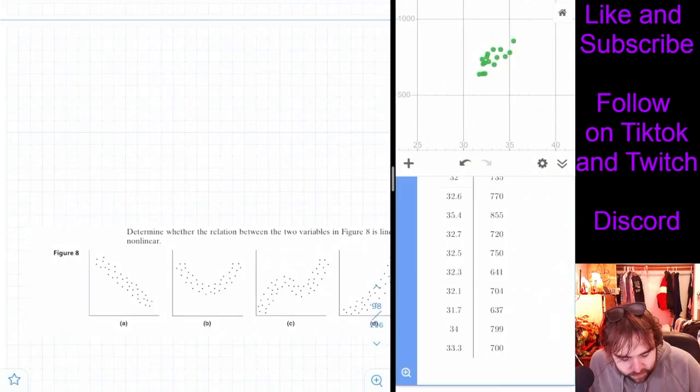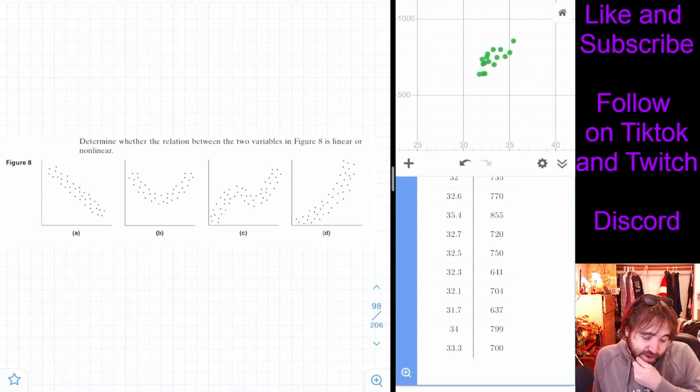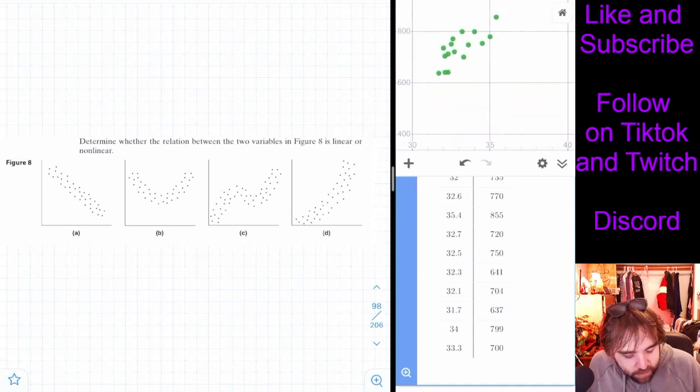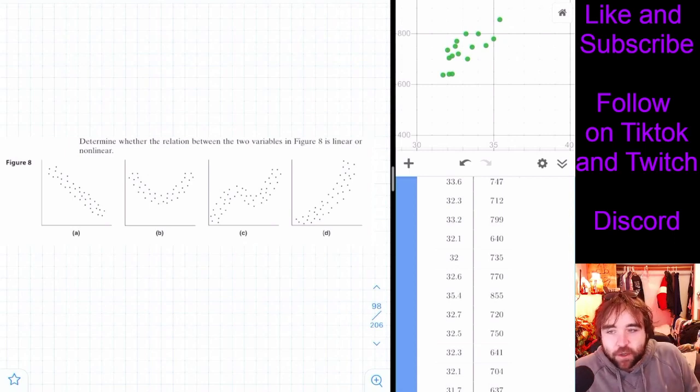So here's some other ways to look at scatter plots. Determine whether the relationship between the two variables is linear or non-linear. That's just like, does the pattern follow a line? So in our baseball example, you could say that the dots follow a line pattern. It's not necessarily about how close they are to the line, just if the pattern is linear.